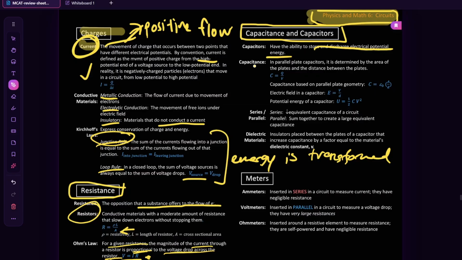Capacitance is a measurement of exactly how much charge a capacitor can store for a given amount of voltage applied to it. So capacitance is equal to charge divided by voltage. For the simplest common design, capacitance equals a constant times the area of the plates divided by the distance between the plates.